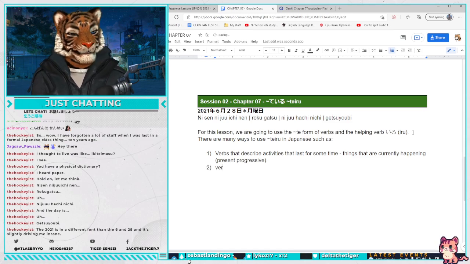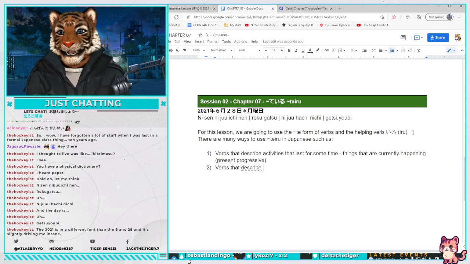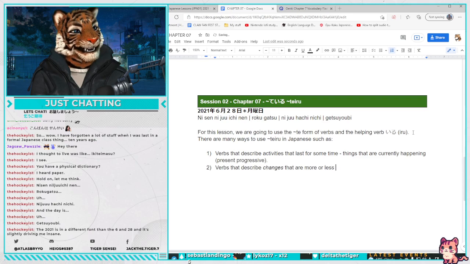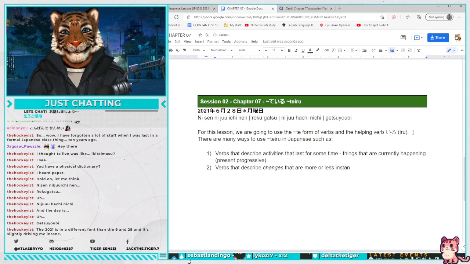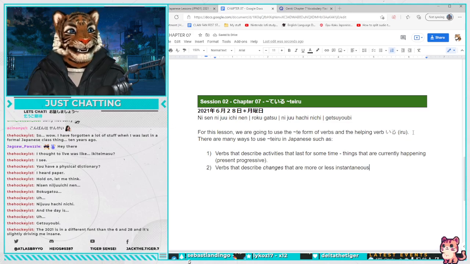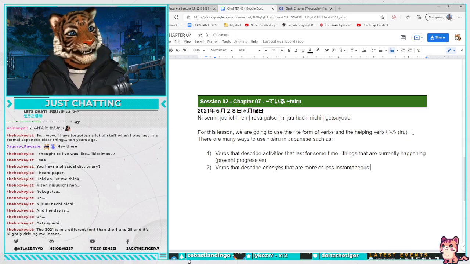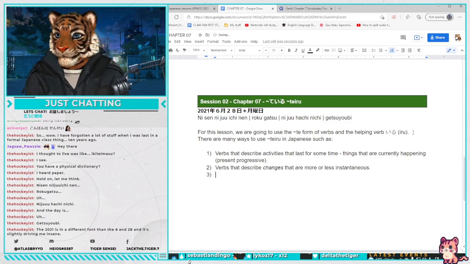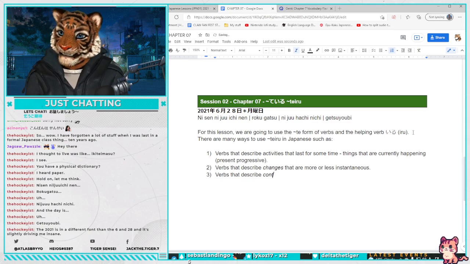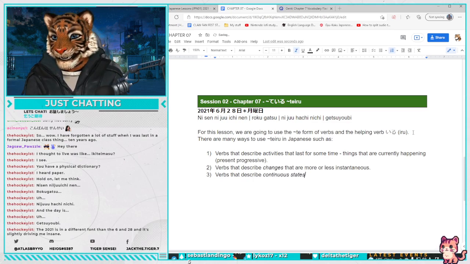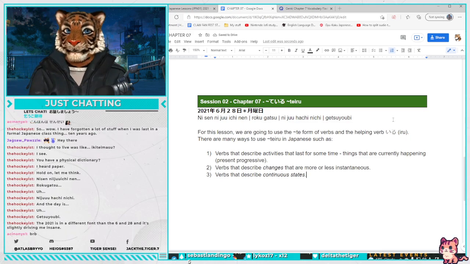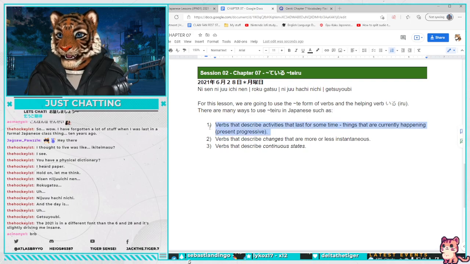The second example is verbs that describe changes that are more or less instantaneous. That's actually our second thing, and we're going to talk about that later. Then our third one is verbs that describe continuous states. We're not going to get to part three today. That's going to be a later chapter. So our first focus will be on the present progressive.